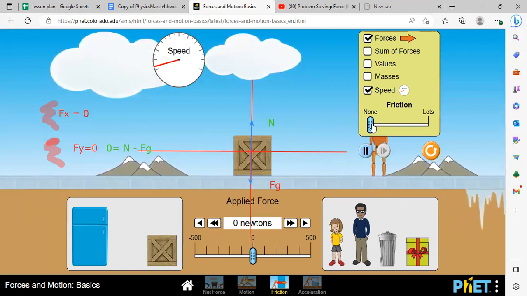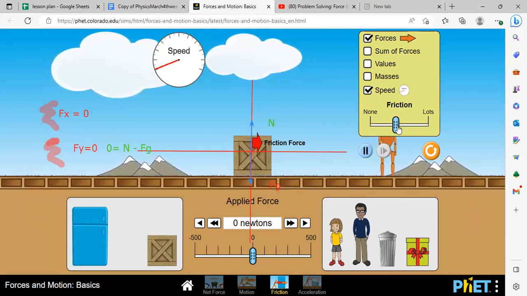So paano kung may friction tayo? Okay, sabihin natin nagbigay tayo ng friction. So this time, let's talk about static friction.